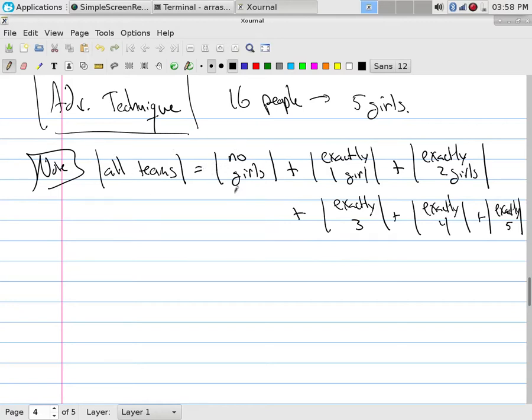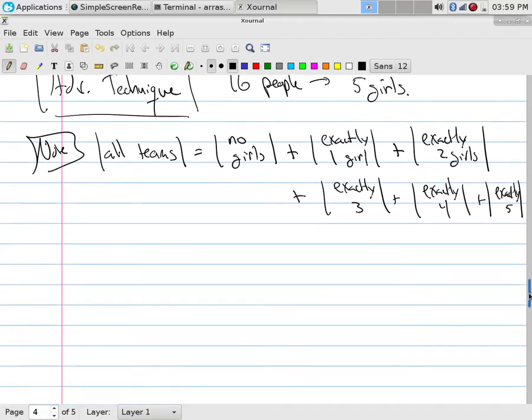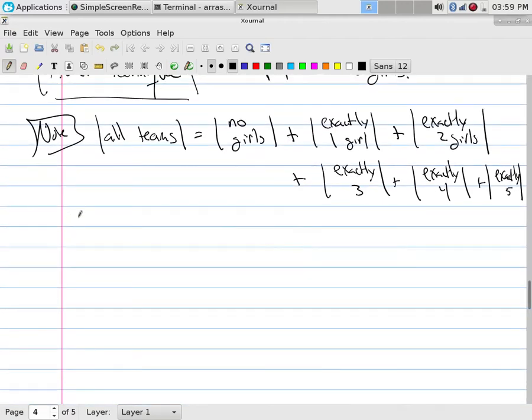So one way of looking at particular problems when you're wanting to break them up into groups like girls and guys would be understanding that all the teams that you have could be split up into disjoint groups of a no girl group, exactly 1 girl, exactly 2 girls, exactly 3 girls, exactly 4 girls, exactly 5 girls. And I could solve each of these if I want.